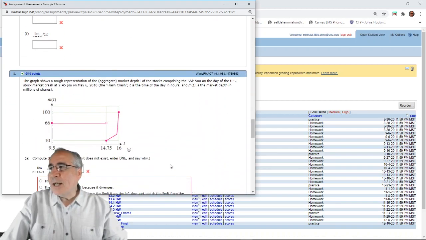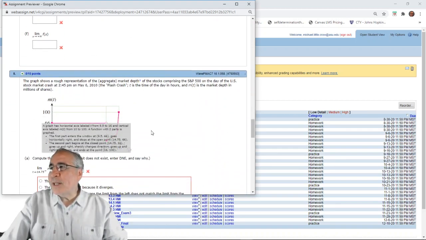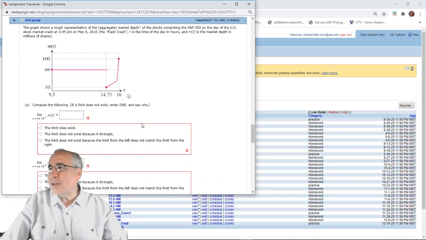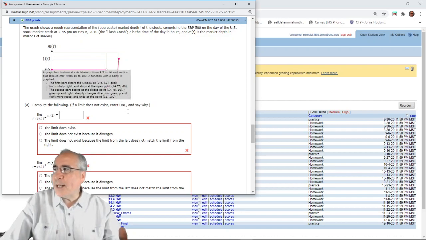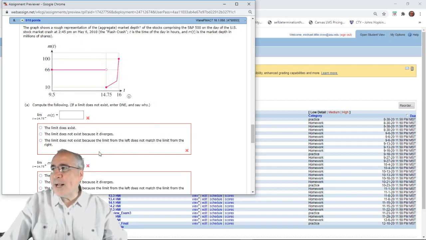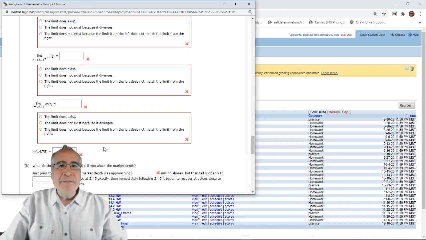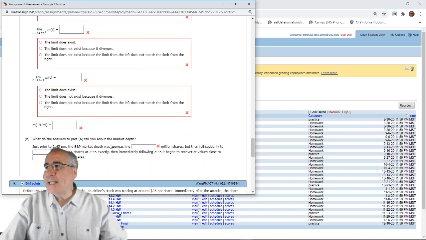Okay. They've got some word problems, but they give you a graph again, so you're interpreting what's happening. This would say from the left side of 14.75: coming from the left, what's the value? Coming from the right, what's the value? And then does the limit exist? Does the function value exist? Very similar to what we did.